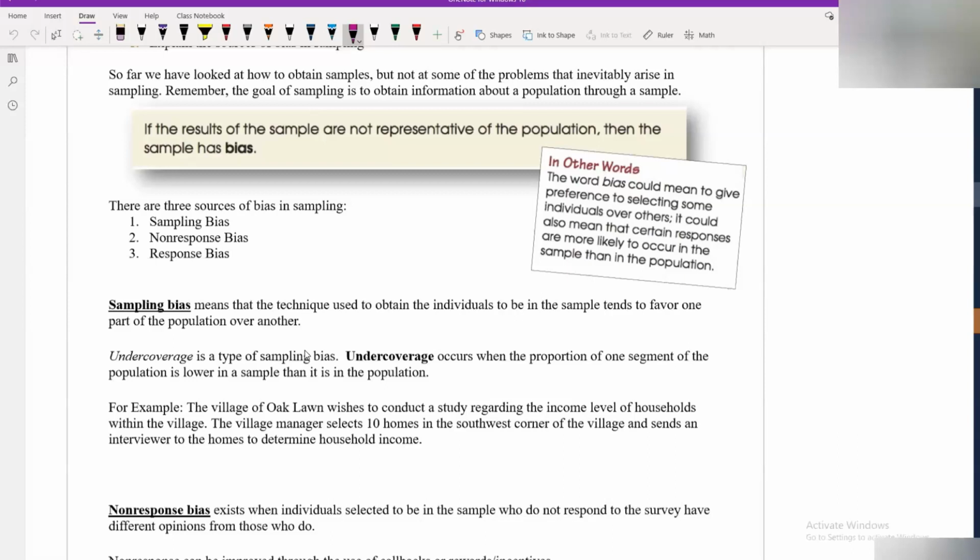So meaning that we favored the part of the students that were in math class and didn't consider the other students that were in other classes. So favor one part of population or other.